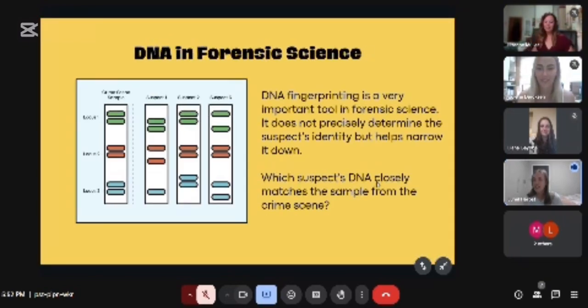Then, DNA is also very important when it comes to forensic science. DNA fingerprinting is a very important tool in forensic science. It does not precisely determine the suspect's identity, but it helps to narrow it down.